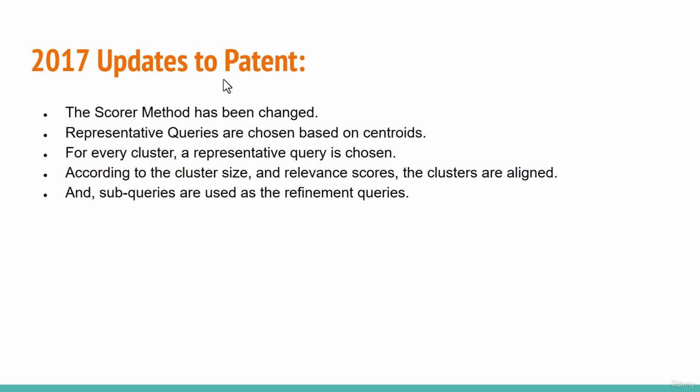After that, this patent was updated in 2017. The score method was updated, then representative queries are chosen based on the centroid. A representative query is chosen for every cluster. Then according to cluster size and relevance score, the clusters are aligned. This means the clusters are ordered based on cluster size and relevance score. Finally, the subqueries are used as refinement queries.